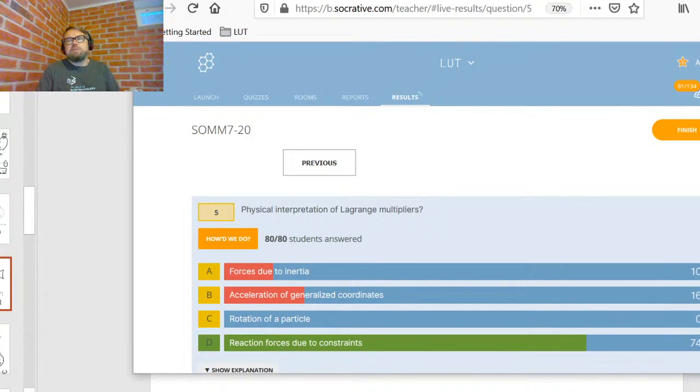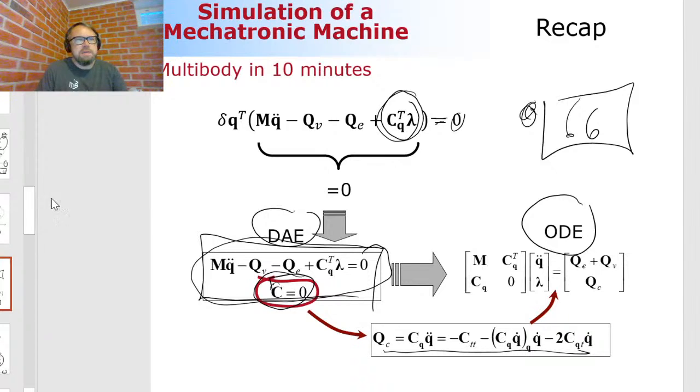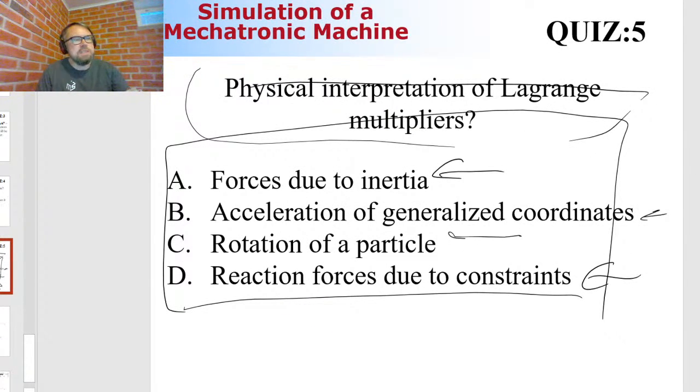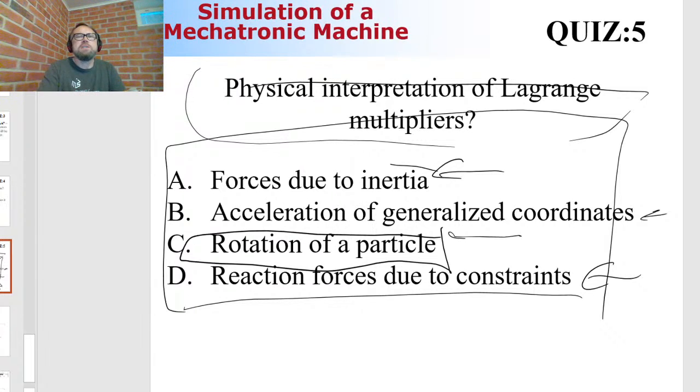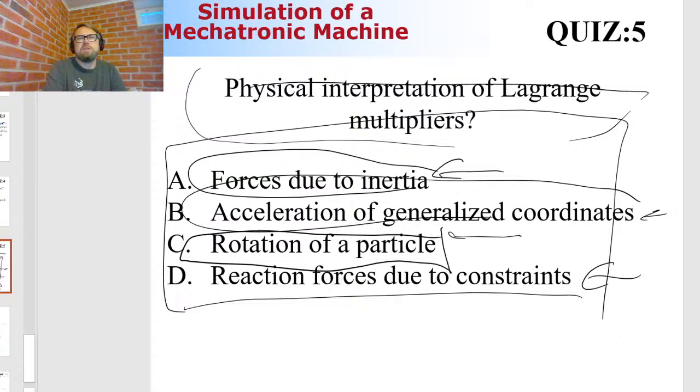And good news definitely is this. I need to go back to this one here. Good news is this. No one, let me repeat it, no one voted for this one here, rotational particle. But somebody voted for forces due to the inertia, which is not correct. Acceleration of generalized coordinates, which is not correct. So the correct answer is reaction forces due to the constraints.